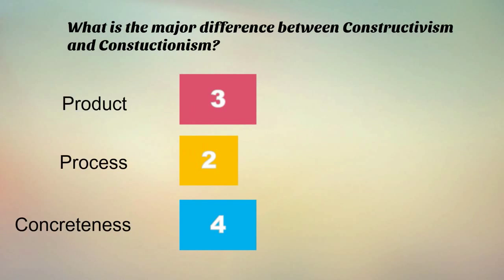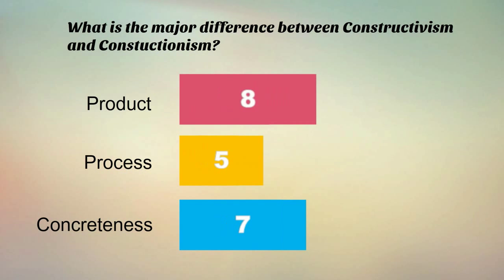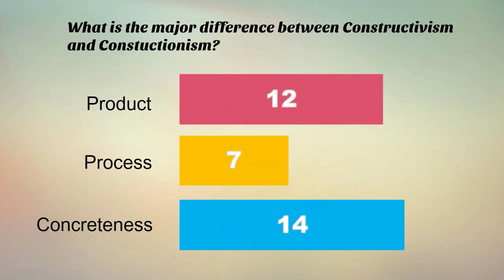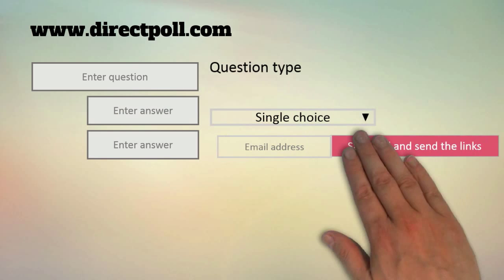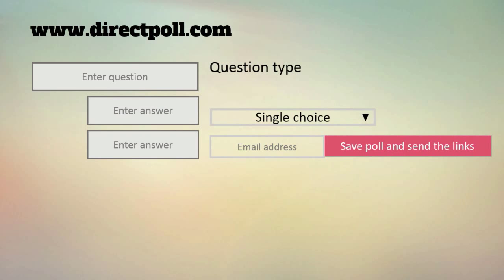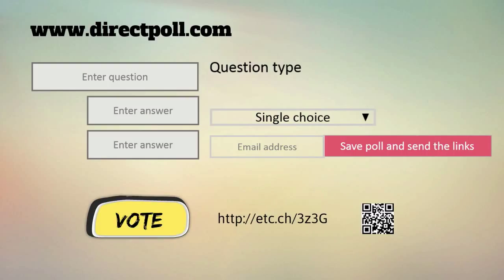You can also use it as an assessment tool to diagnose learning or to find out if students understand a particular concept. To create a poll, go to the website displayed below, enter any number of questions and answers as needed, choose a question type, then enter your email address and save the poll. A short URL and QR code will be generated for students to quickly access the poll.